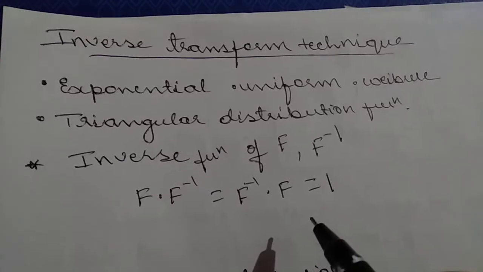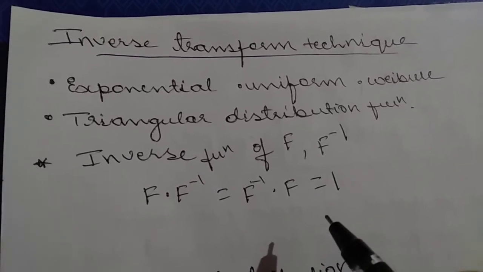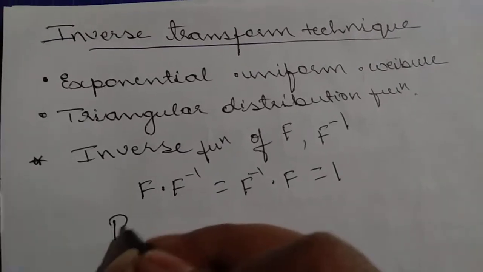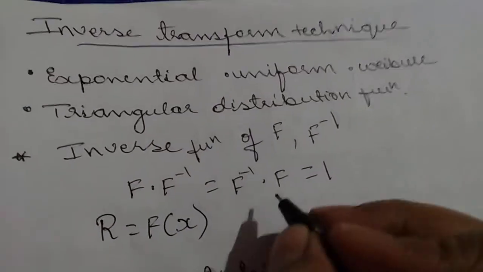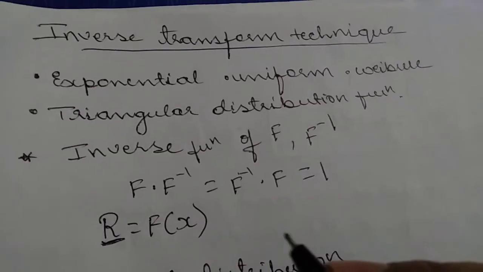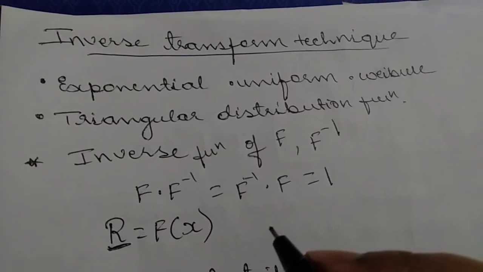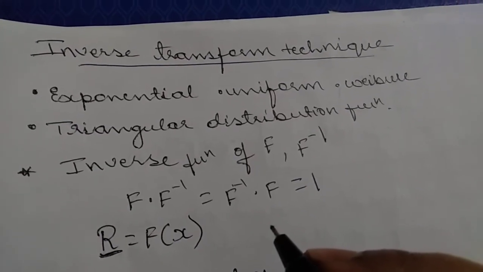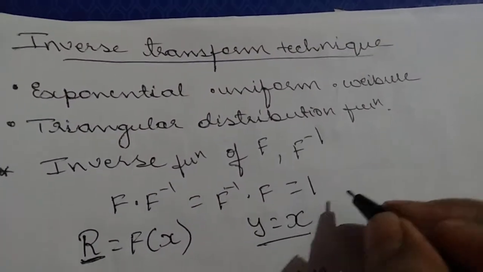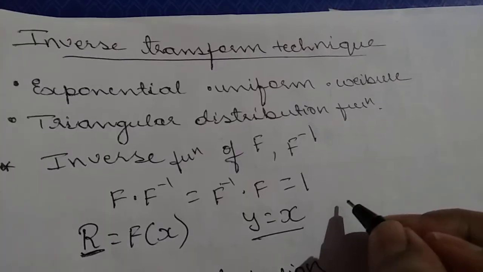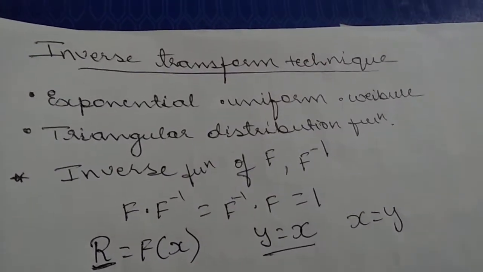This f inverse denotes the solution of the equation. Here we'll use the equation r is equal to f of x. We'll define it in terms of r. The inverse function will be defined in terms of r. For example, if you have y is equal to x, then how will I write the inverse of this? I'll write the inverse as x is equal to y.